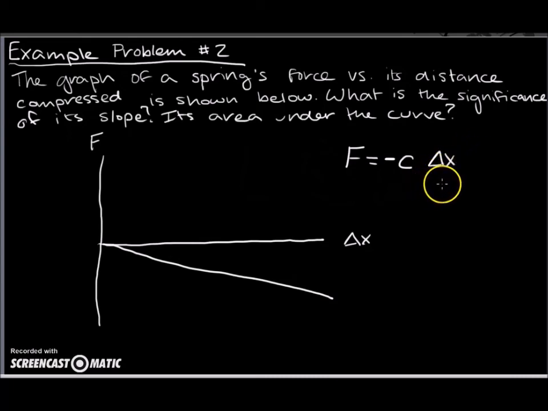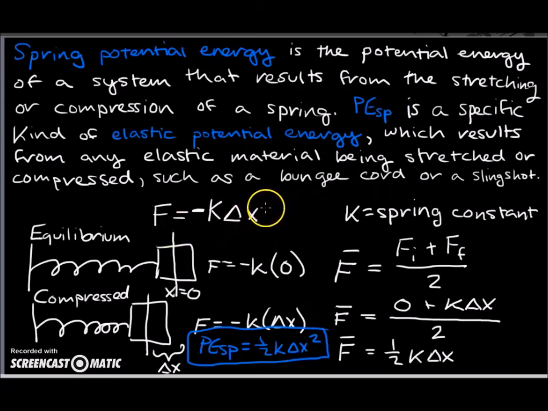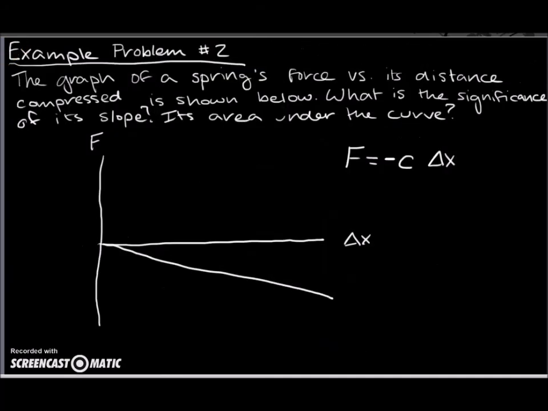Now where have we seen that before? Oh, wait a minute. That's our equation for the force being produced by a spring, now isn't it? And if you think about it, that makes sense, because we know that as we push our spring harder and harder and harder, it's going to push back stronger and stronger against us. So our force is going to be increasing in the negative direction as we compress it more. So the slope is our spring force constant.